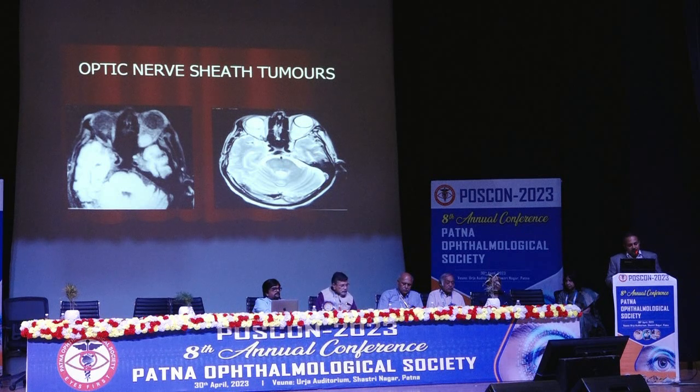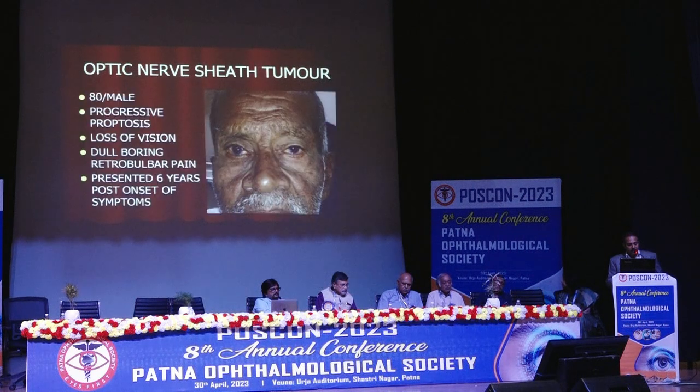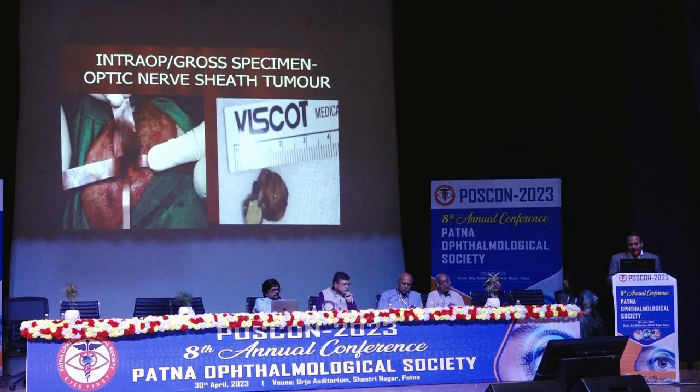And coming to nerve sheath tumors, we have optic nerve sheath tumors which can present as an apical intraconal space occupying lesion, like this MRI of a very elderly gentleman who presented with progressive proptosis, loss of vision in the left eye with a dull boring retrobulbar pain, and he presented 6 years after the onset of symptoms. And you can see the very subtle features in the left eye. He just has a very slight dystopia, and this was removed by lateral orbitotomy.